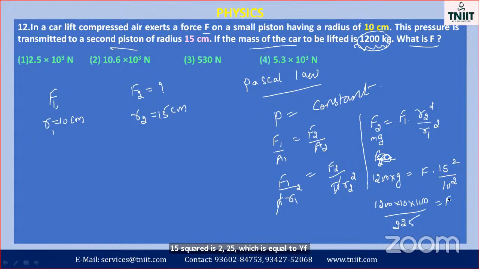So you can do the approximate calculation. You can group these two terms. 1200 by 225 means definitely it should be how much? 5 times, no? Because 200 into 5 is 1000. So 225 approximately 5 times means 1200. So 5 point something into 10 power how much? Here 3 zeros are there. So 5 into 10 power 3. So 5 point something into 10 power 3 means option 4 is the right answer.